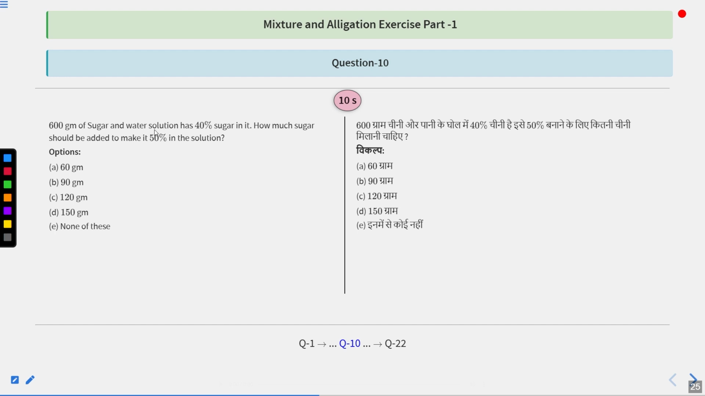600 grams of sugar and water solution has 40% sugar in it. How much sugar should be added to make it 50% in the solution? You have 5 options and 10 seconds to analyze the question. Your time starts now.